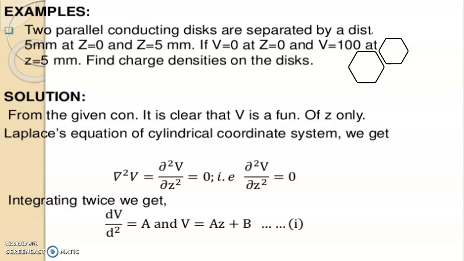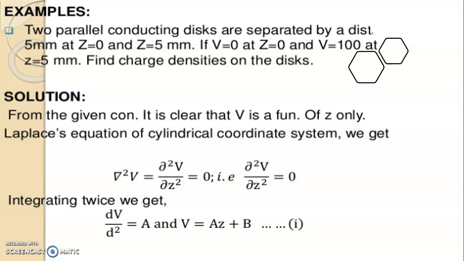Now consider this example. Two parallel conducting discs are separated by a distance of 5 mm, z is equal to 0, z is equal to 5 mm. V is equal to 0 at z is equal to 0 and V is equal to 100 at z is equal to 5 mm. Find the charge densities on the disc. Charge density on the disc means you have to calculate the flux density D. Now D can be calculated by using E. E can be calculated by using Laplace and Poisson's equation.